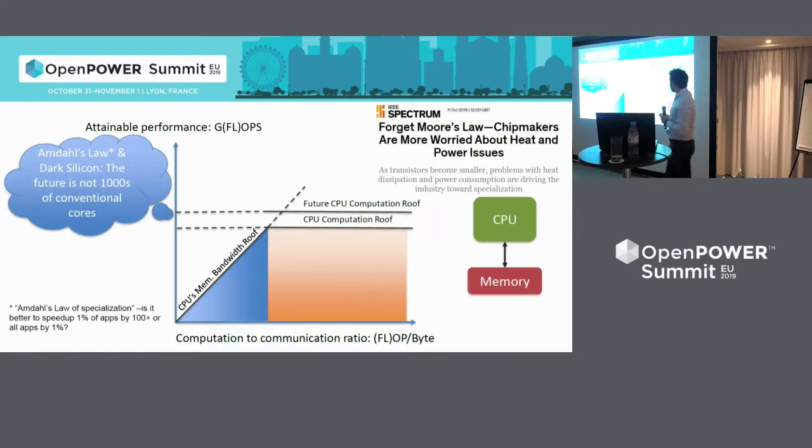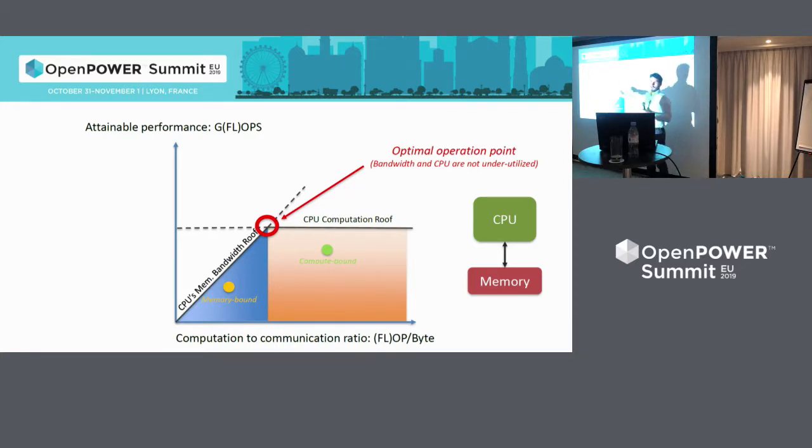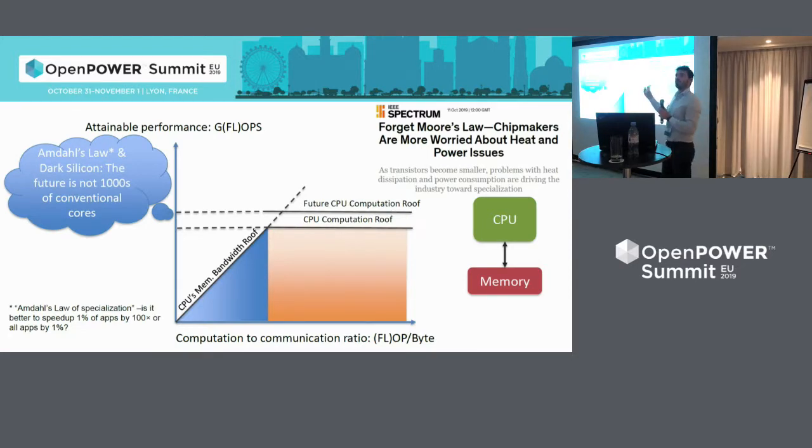We know that the optimal point is always on this side of the system, because here we do not underutilize either the bandwidth or the CPU capabilities. So when it comes to future chips and future CPUs, what do we expect? We don't expect that future CPUs will go all over the line on this roofline model, because the future is not thousands of cores. This comes from the dark silicon perspective, the end of Moore's law, and the end of Dennard scaling. We're not able to pack more cores, so we don't expect really high gains here.